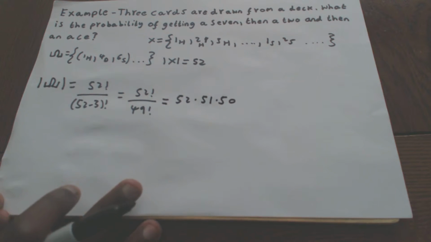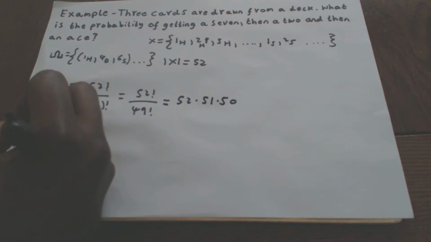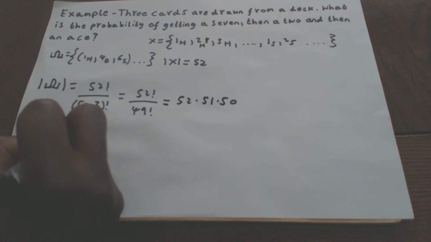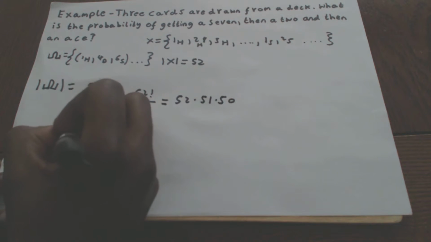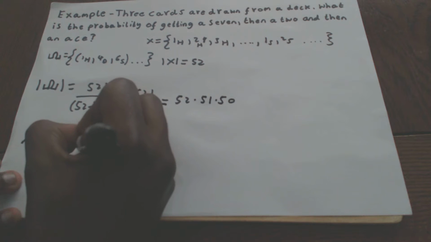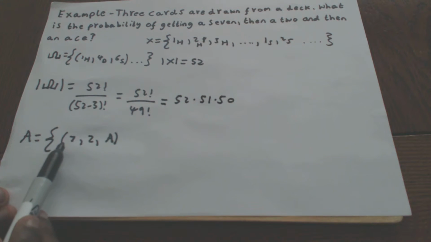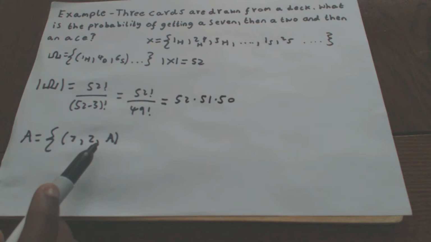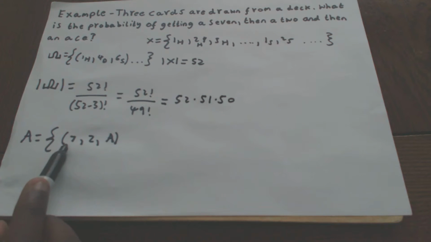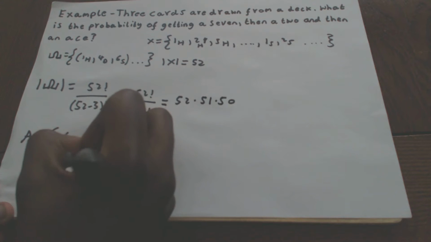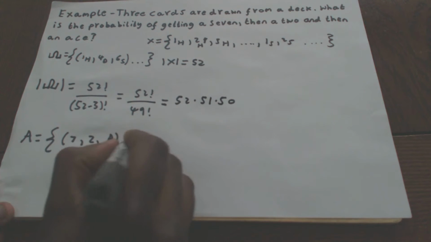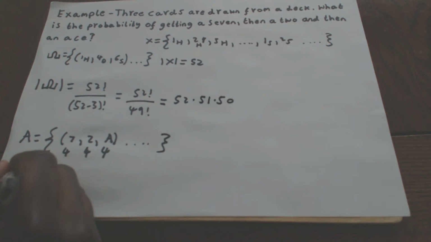And then what's our event going to be? So we want the event that we get a 7, then a 2, then an ace. Well, it's going to be the set of all sequences, right? So we want a 7, a 2, and an ace. And this has 4 possibilities because you can have a 7 of diamonds, hearts, spades, or clubs. Same for this: 2 of spades, diamonds, hearts, or clubs. And the ace of diamonds, hearts, spades, or clubs. So we've got 4 choices for this one, 4 choices for this one, and 4 choices for this one. So this set A, the modulus of it, which is what you want to find out, is going to be 64.